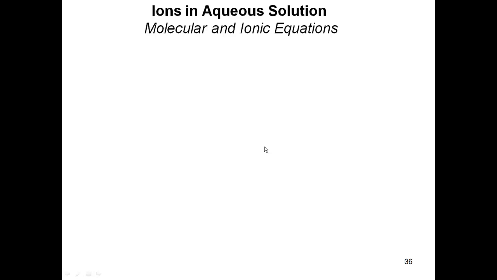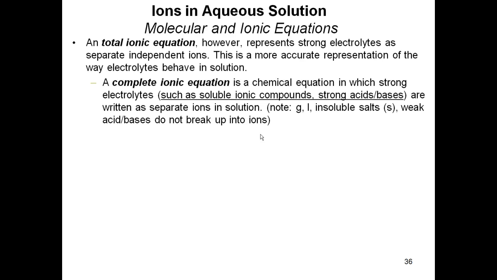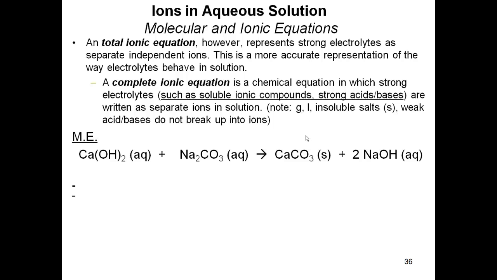Another type of equation that we have to discuss is the total ionic equation. This represents strong electrolytes as separate independent ions. This is a more accurate representation of the way electrolytes behave in solution. A complete ionic equation is a chemical equation in which the strong electrolytes, strong meaning your soluble ionic compounds and your strong acids and bases, are written as separate ions in solution. Okay? Your gases, your liquids, insoluble salts, weak acids, and bases do not break up and are not ionized in your total ionic equation. Let's continue on with the example we've been using.